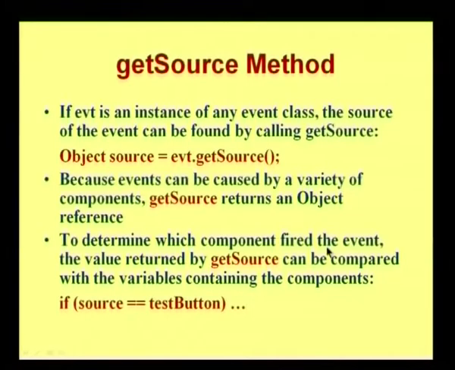To determine which component fired the event, the value returned by getSource can be compared with the variables containing the components. You can see here: if source is equal to test button, then I can do a particular action. This is how the getSource method is used to identify which particular event source has generated the event. I may have n number of buttons on one particular container, so based on each and every button, I need to write listeners.